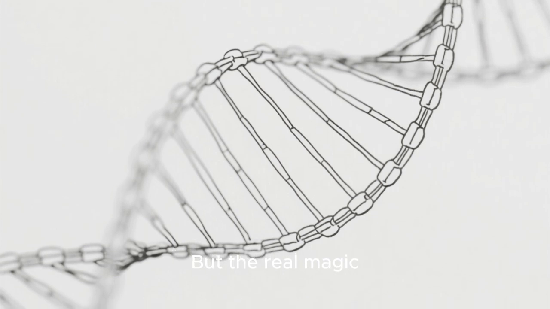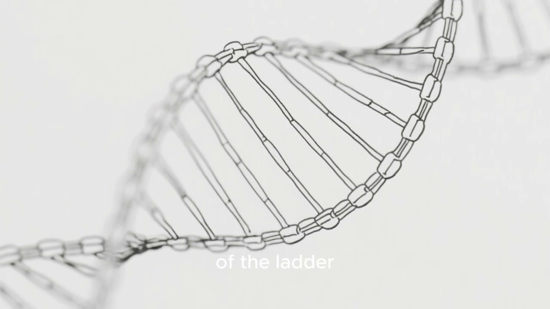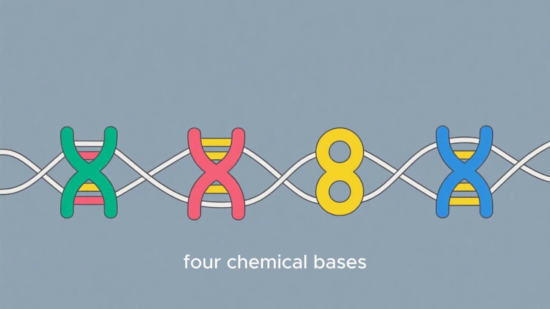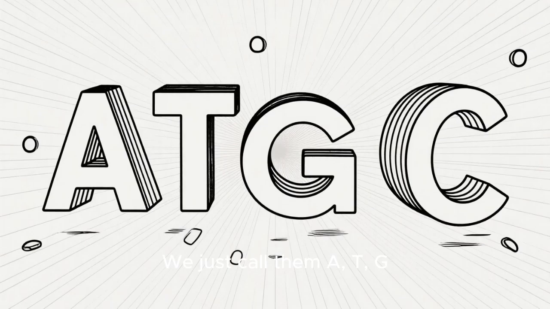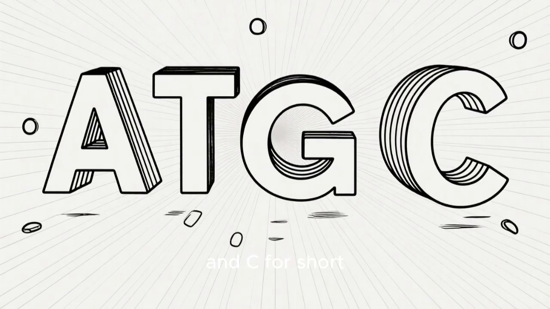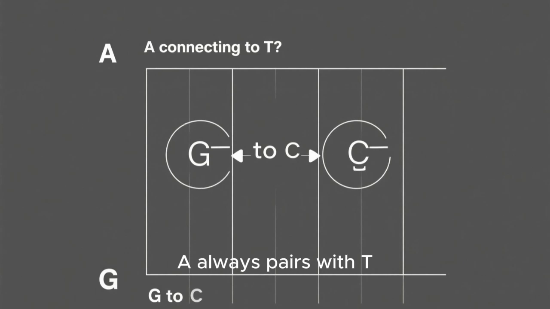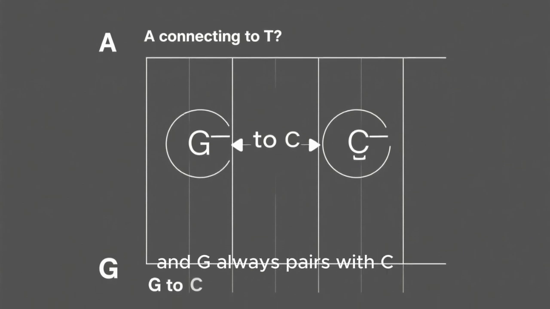But the real magic happens on the rungs of the ladder. These rungs are made of four chemical bases: adenine, thymine, guanine, and cytosine. We just call them A, T, G, and C for short. Now, these bases don't just pair up randomly. There's a very specific rule: A always pairs with T, and G always pairs with C.